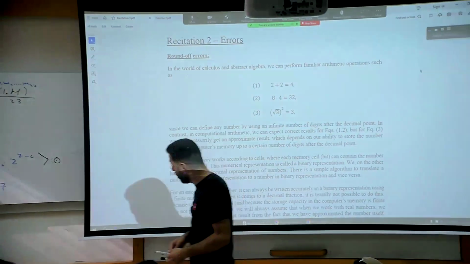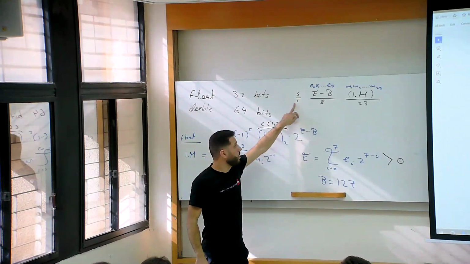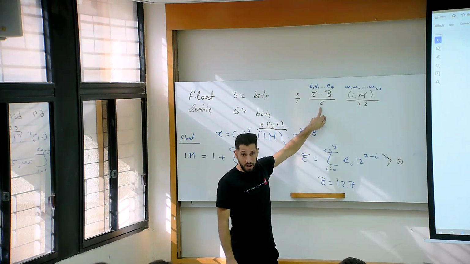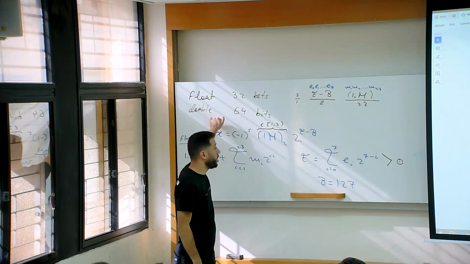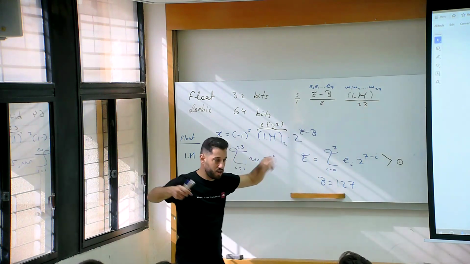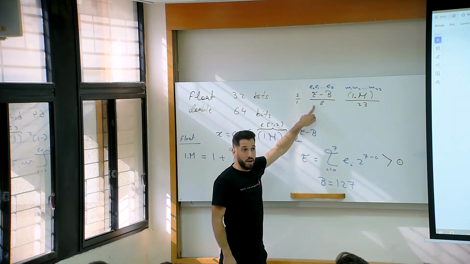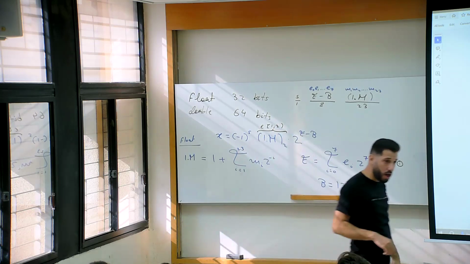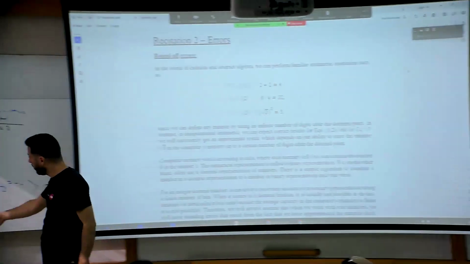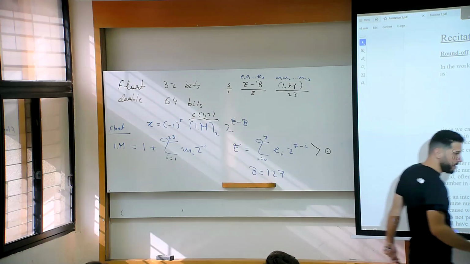For double float, we have 64 bits. The first one is for the sign, and for the exponent minus bias, we have 11 bits in double float. And for the mantissa, we have 52. The sum is 64. And the bias, because the exponent has 11 bits, is of course 1023. And that's how we store the information, or the numbers.